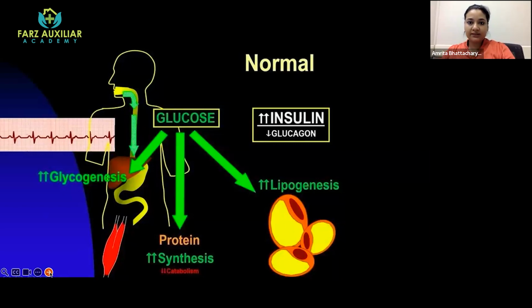So what happens with this hormonal milieu? You have glycogenesis, you have lipogenesis, and you have increased protein synthesis and decreased catabolism. So normally, your body functions in an anabolic state. So this is how that happens.